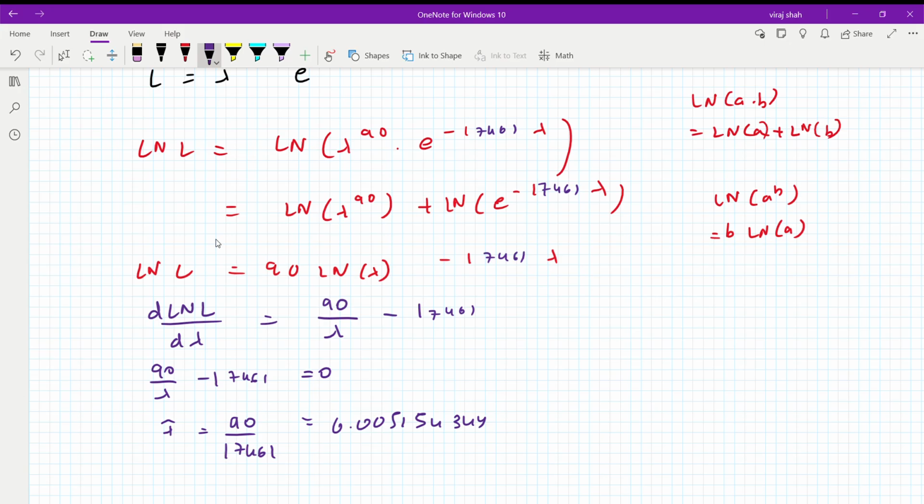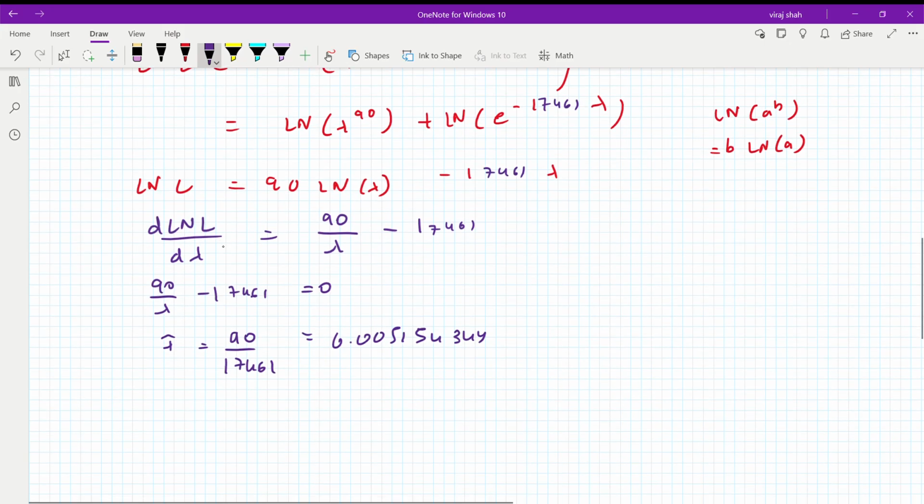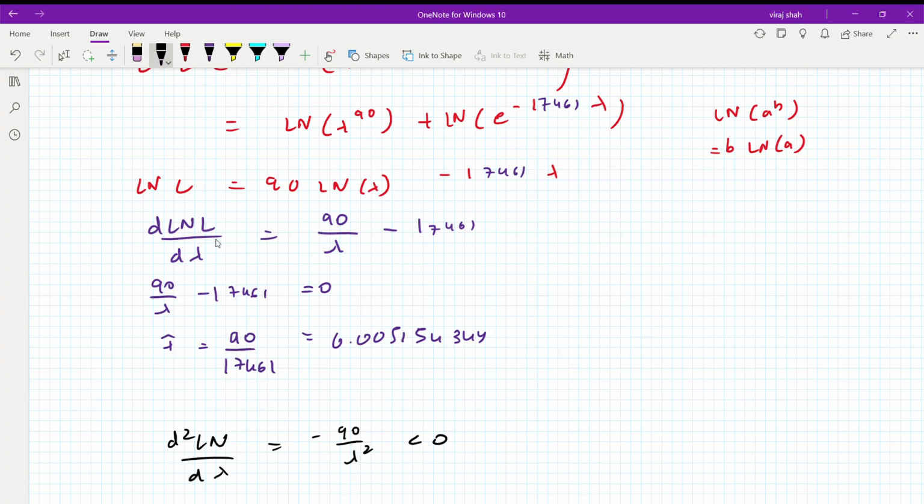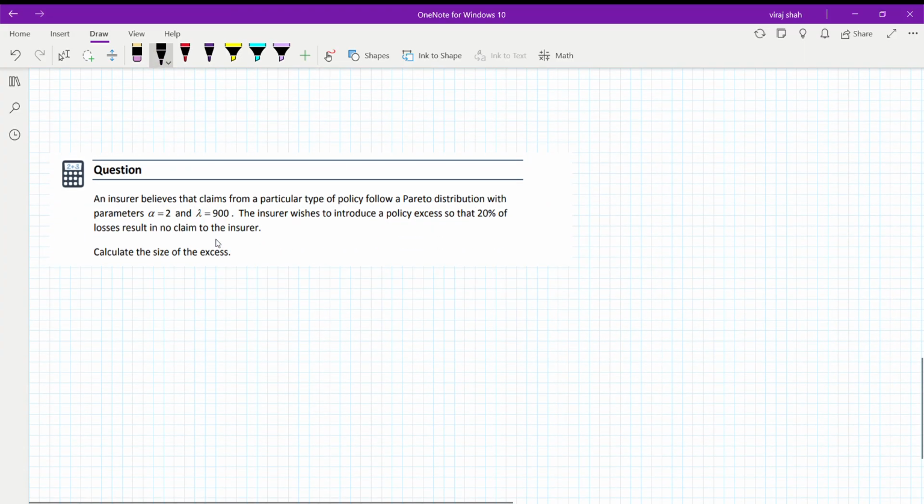Okay, now checking your double derivative of your log L. It turns out to be minus 90 by lambda square, which is less than 0, hence proved. Okay, moving on to the last sum.